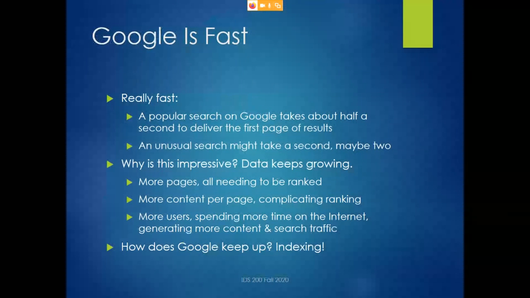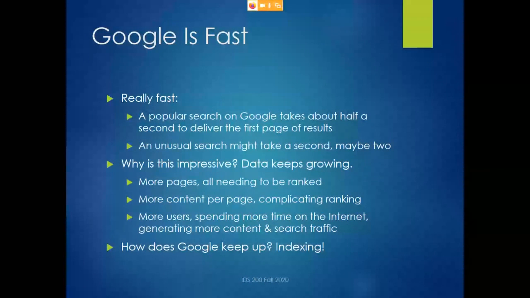If you're doing searches on Google, it gets it really fast, which is especially impressive when you consider how fast data keeps growing. So Google's constantly having to deal with more pages, and all those pages need to be ranked, and there's more content per page, which Google considers in its ranking process. That makes everything trickier. And there are more users spending more time on the internet, generating more content, generating more search traffic. Google's basically a lot busier. Every search entails more work, and there are a lot more searches. So how does Google keep up?